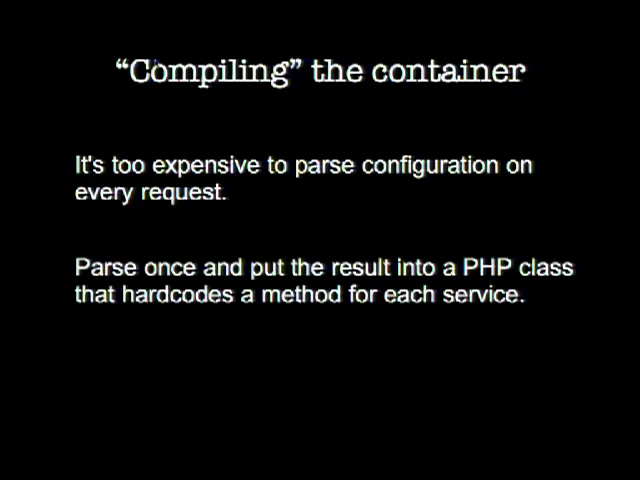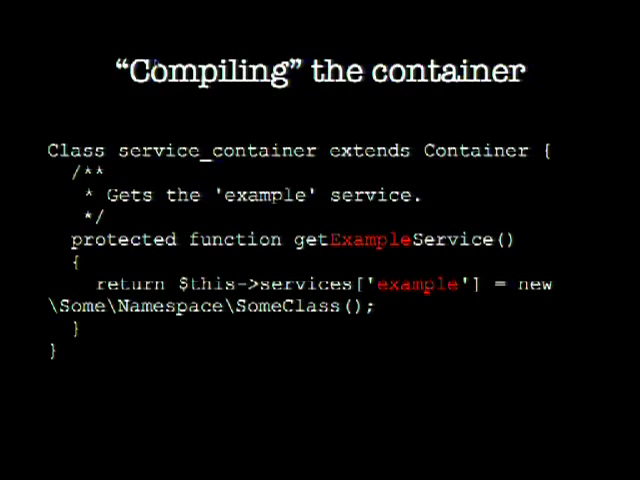So it actually writes out a PHP class, hard coding a method for each service definition. This would be the class that actually got written out by Symfony during its compiling phase. In this case, it obviously only found one service, the example service, so it wrote a method for that called getExampleService. And what that'll do is just return a new instance of some class. So that's what the compiled container looks like.